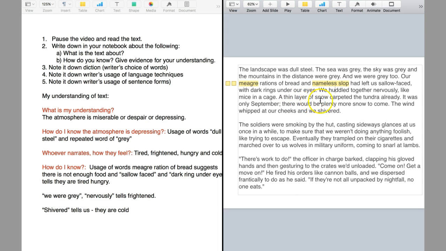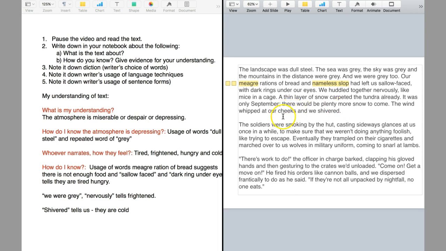A thin layer of snow. The thin is telling it's not heavy snow, it's a thin layer of snow, but corporate is telling it's widespread snow. The tundra is a place in the Arctic. So a thin layer of snow had corporated the tundra already. It was only September. There would be plenty more snow to come. So they're telling us even in September itself, it started to snow.